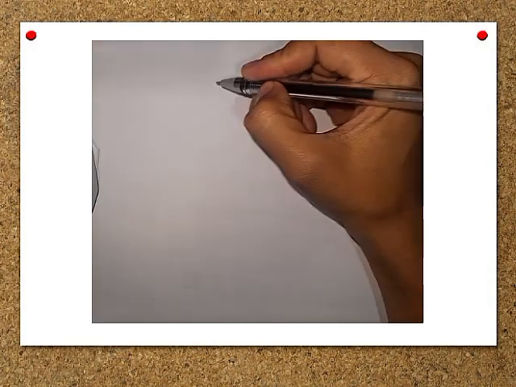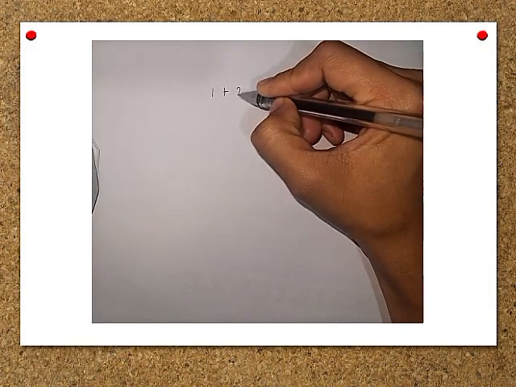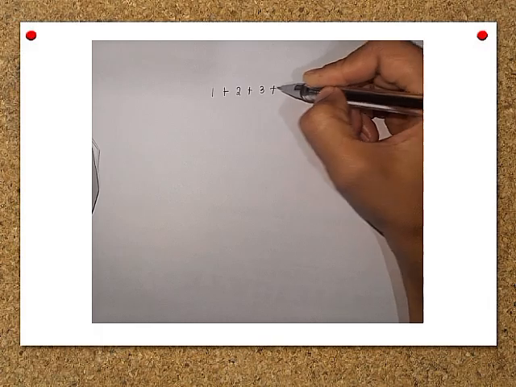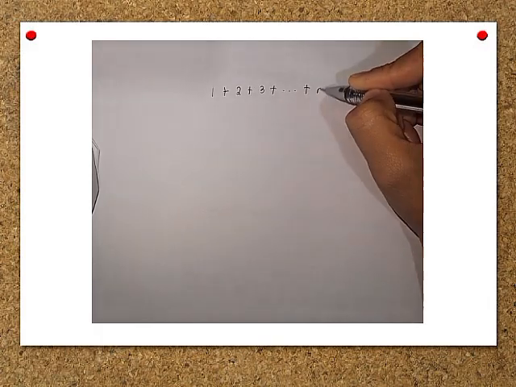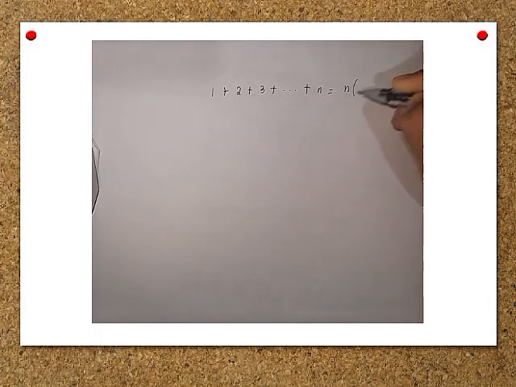The formula for the sum of the first n natural numbers is 1 plus 2 plus 3 plus ellipsis plus n is equal to n times (n plus 1) divided by 2. But instead of just memorizing it, let's discover where it comes from.